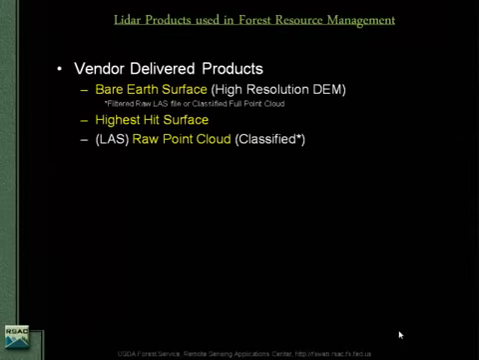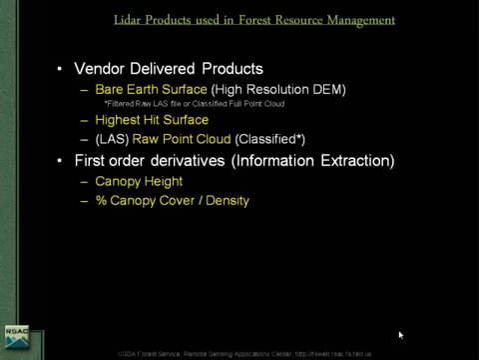So we can also talk about generally the products that you're going to start with. They fly Lidar acquisition, let's say on your forest. It's 100,000 acres, 500,000 acres. You're going to get a suite of products. You're going to get the bare earth surface, so the topography to a scale of less than 1 meter potentially. You're going to get a highest hit surface, and you're going to get this raw point cloud. So that's the 3D visualization point cloud that you get from the vendor.